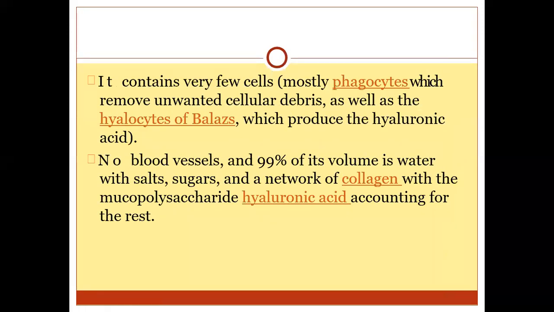It contains very few cells, mostly phagocytic cells, and vitreous cells, that is hyalocytes, which produce hyaluronic acid. But they do not have any blood vessels over there. 99% of the vitreous is water. The remaining 1% has salt, sugar, a network of collagen fibrils, mucopolysaccharide, and hyaluronic acid.